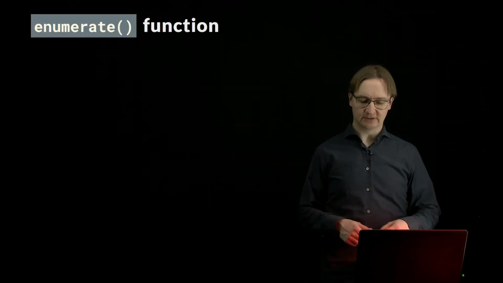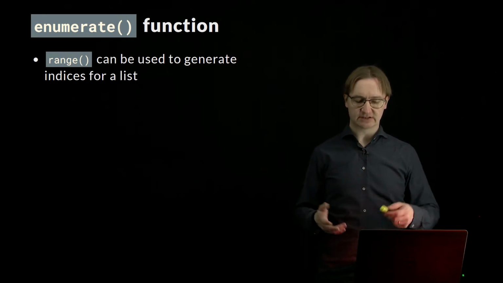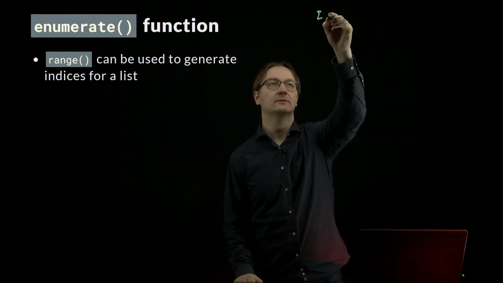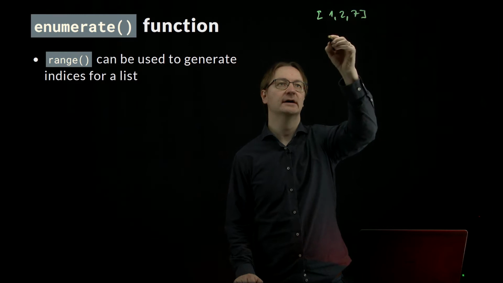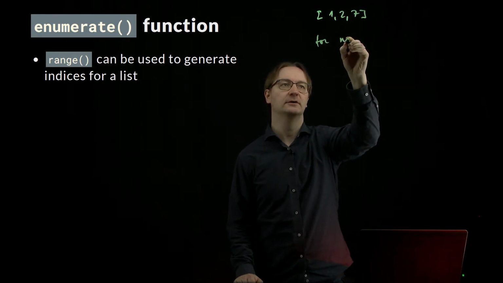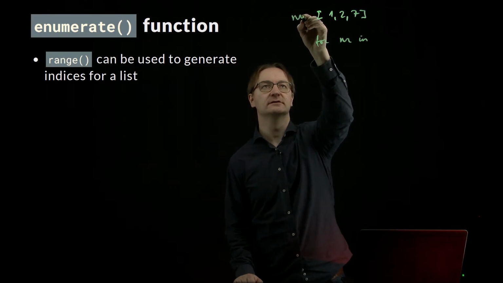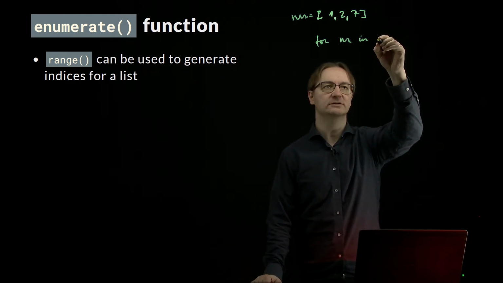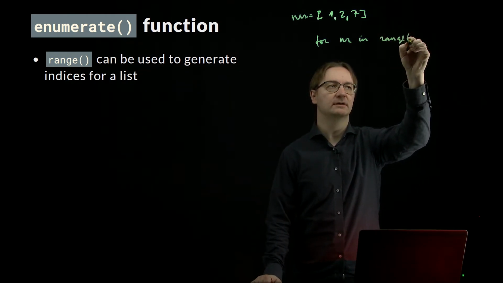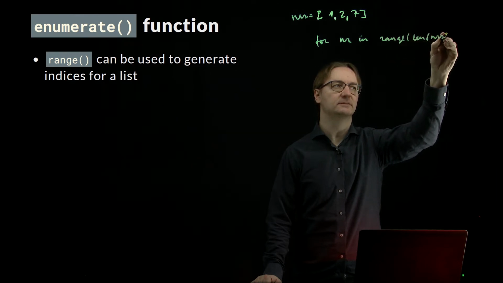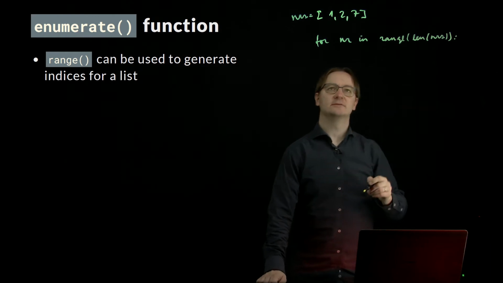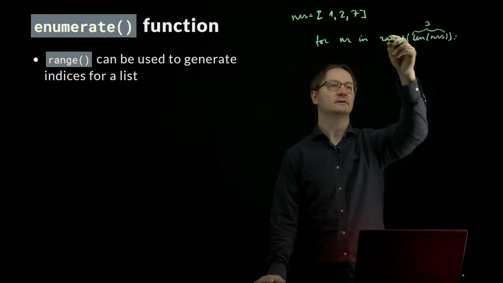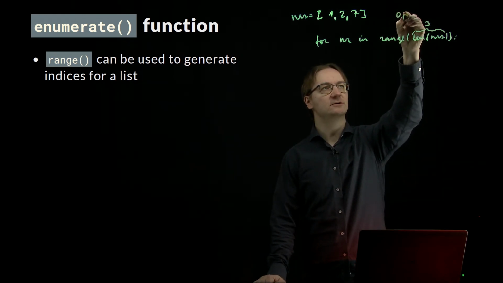Let's talk about the enumerate function. We saw that range can be used to generate indices for a list. So for example, if we have a list 1, 2, 7, and we write a for loop, and we just want to get the indices, then we will use range with the length of the numbers list. So what happens here is that we get 3 here, and altogether the range gives us 0, 1, and 2.